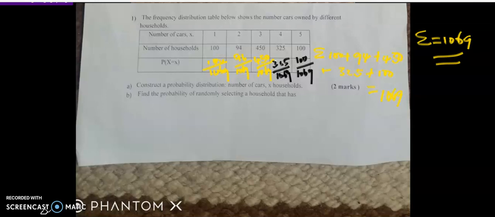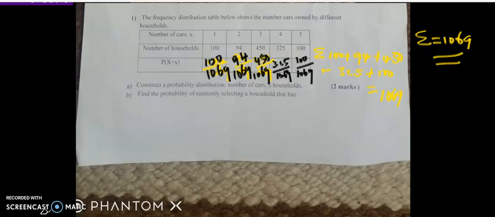When x is 1, the probability of x for this number of households will be 100 divided by 1069. This is 94 by 1069, and this is 450 by 1069. So this is exactly what we are supposed to do. Now we have answered the first question.